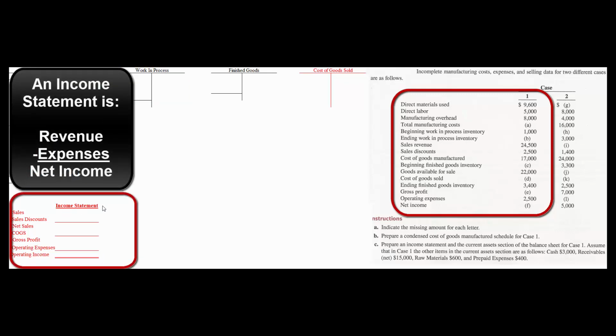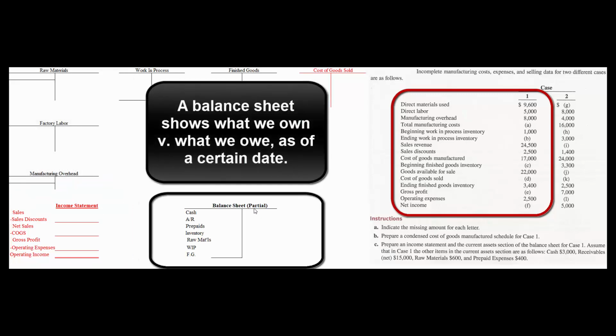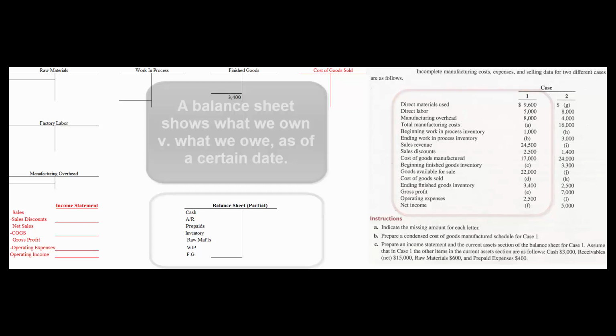Remember, an income statement is revenue minus expenses. It covers a period of time. It's our report card. Did we make money or did we lose money? And then it asks us to create the current assets section of the balance sheet. Remember, the balance sheet is what we own versus what we owe. And in this case, we're supposed to tell the world the current assets we have, stuff that is cash or will be cash within the next year.